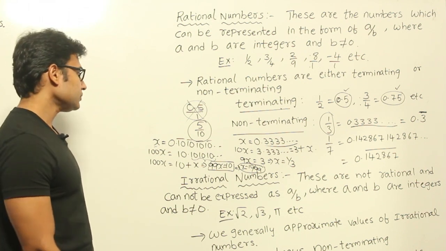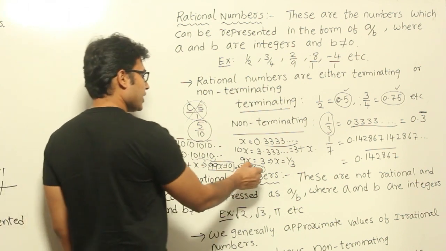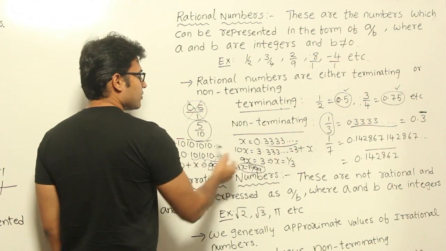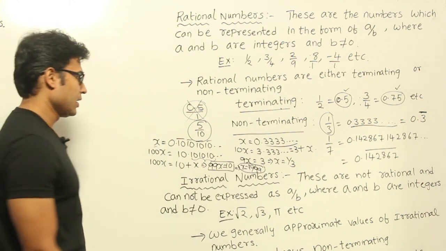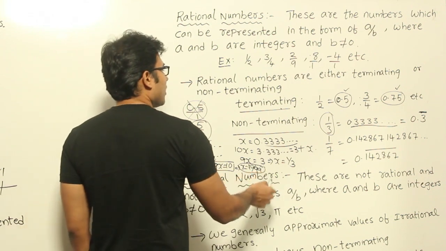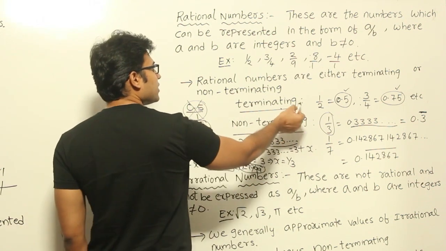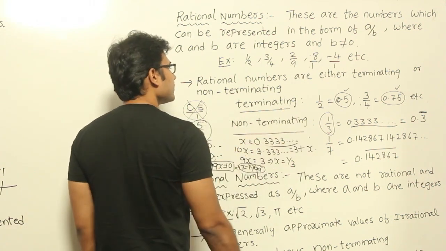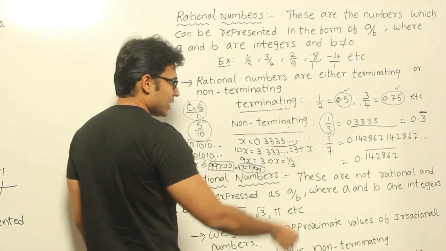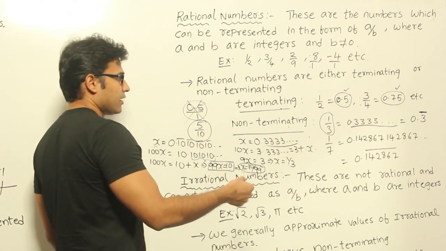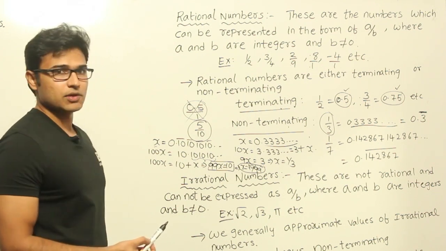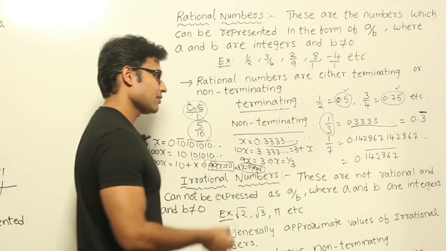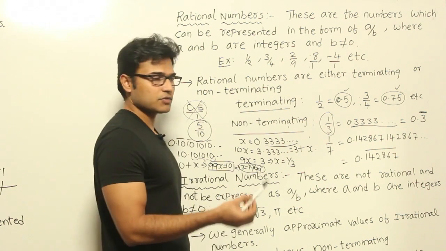Got it? So again I am able to write this entire number as a ratio of two integers. Therefore we can say that a rational number can be either terminating or non-terminating. In case of non-terminating, if it is having any recurring sequence, then I could write it in the form of p by q. If it is not recurring like that, I will not be able to write it in terms of p by q.